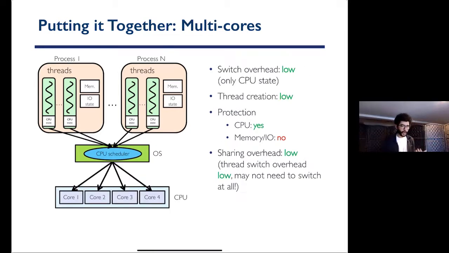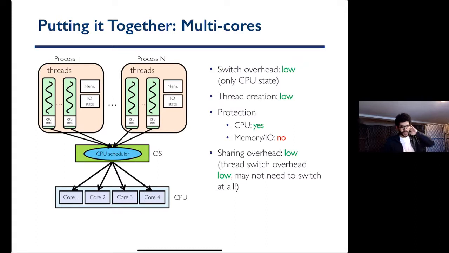Now, take a step further, not only adding threads, let's add more cores. Now, in this case, the context switching overhead is actually low. The reason is because we have more CPUs. So it's possible, for example, to put each process on a different CPU. So when you're context switching between threads within the same process, the context switching is always incurring low cost. Thread creation is low, protection as before, and sharing as before.